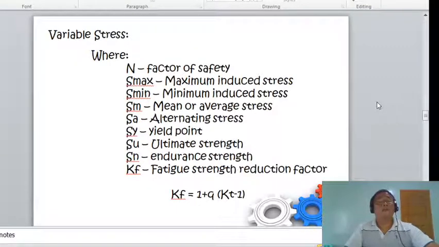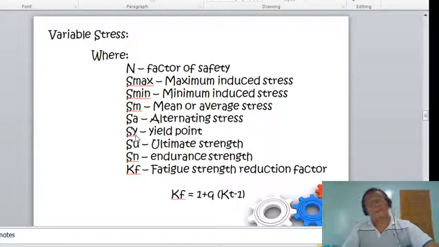So again, the nomenclature of the equation: we have here the factor of safety, S max, the maximum induced stress, S min, the minimum induced stress, mean or average stress, alternating stress, yield stress, ultimate strength, endurance strength, fatigue strength, or reduction factor.